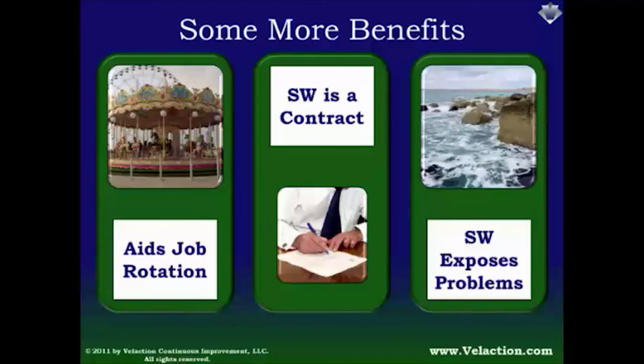Standard work also exposes problems, and this benefits both the employee and the company. The employee benefits because the things that are causing problems are also things that frustrate them. And the company, of course, benefits because the problems are costly. When solutions are put in place, expenses go down.